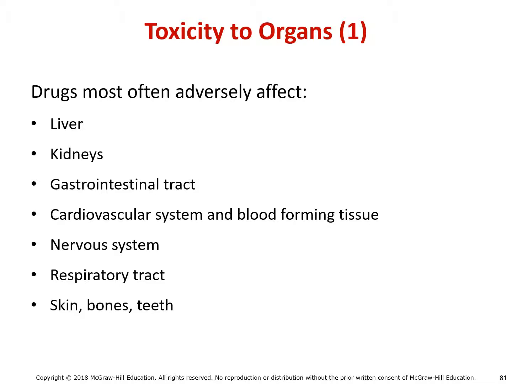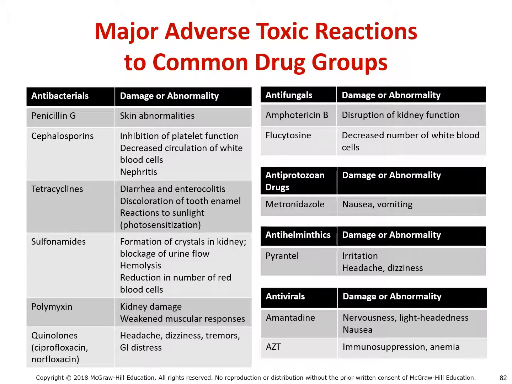So we illustrated that some drugs can actually be toxic. And I talked to you early on about this idea that many times antibiotics can affect things like liver and the kidneys, places where we detoxify or remove waste. But it also affects things like the gastrointestinal tract, the cardiovascular system, the nervous system, the respiratory tract, skin, bones, even teeth can be affected. So here's illustrations of exactly what I'm talking about.